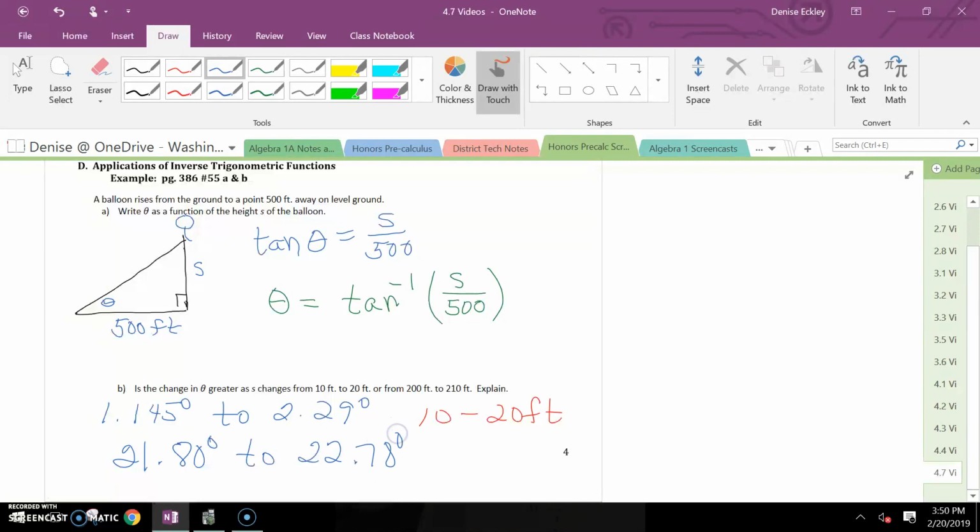22.78 degrees. So the change is greater here because this is almost double, whereas the degree change might be as much, but the percent change from 21 to 22 is a lot less than it is from 1.145 to 2.245. So the greatest change is going to be the first one, from 10 to 20 feet.